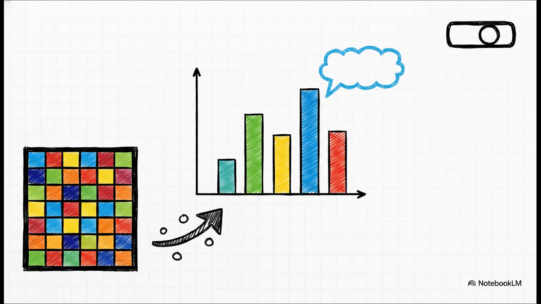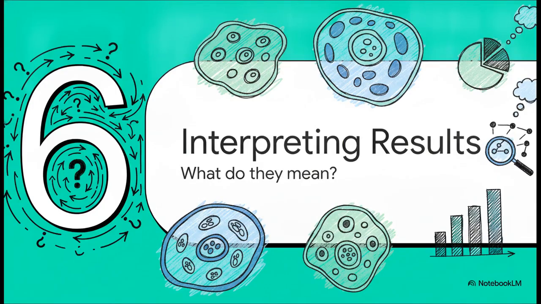Want to dig a little deeper? Just click directly on one of those bars. The tool instantly generates a heat map, allowing you to visualize the specific expression details of those genes in that particular tissue. You even have a histogram toggle if you'd prefer to visually plot the bars by fold change instead of p-value. And finally, Section 6, interpreting your results.